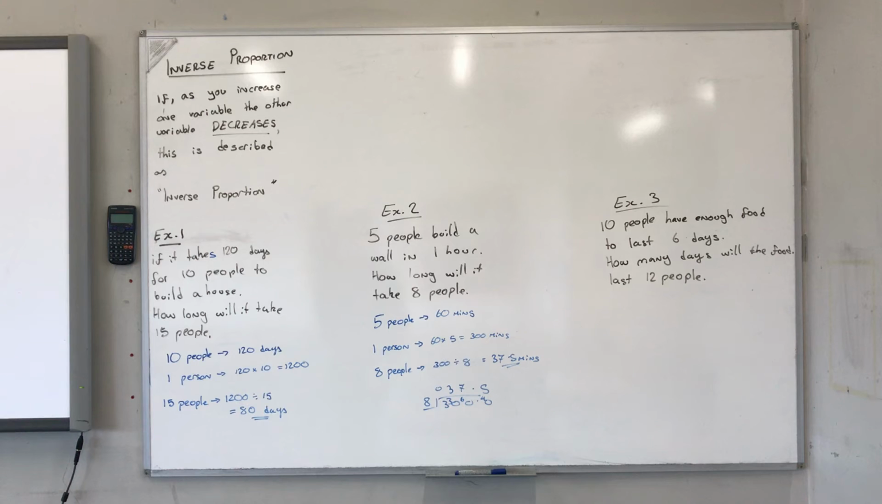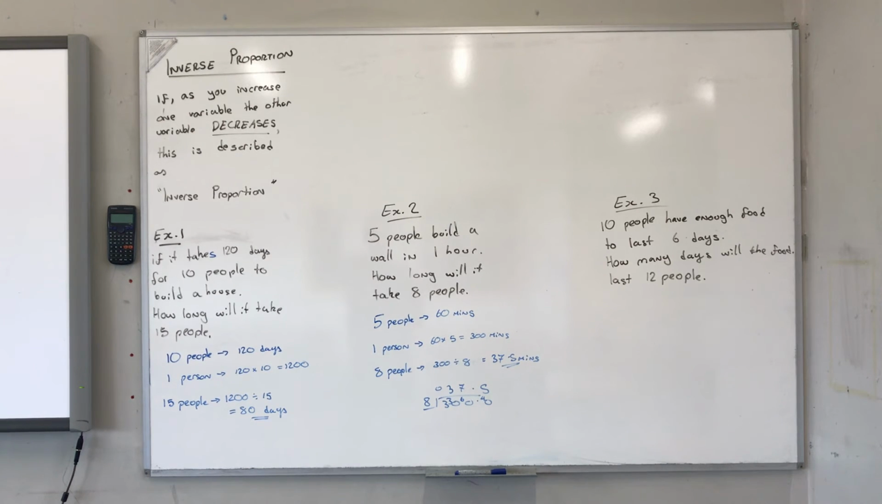It would have still been fine here if we kept it in hours, because we'd have got 5 hours. But then with 8 people, we'd have had to do 5 divided by 8, and we'd have dealt with decimals. But since I changed it into minutes, it's 300 divided by 8, which is 37.5 minutes for 8 people to build the wall.